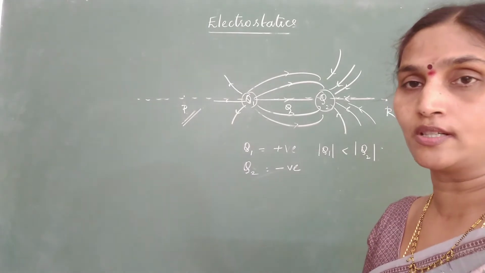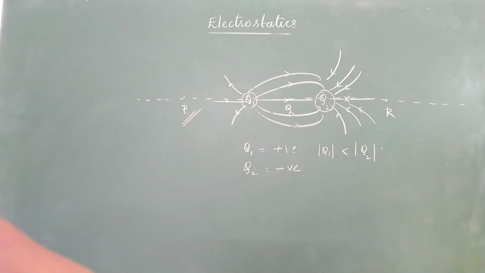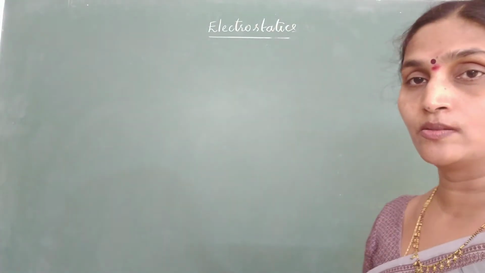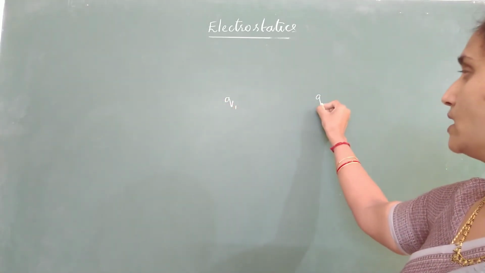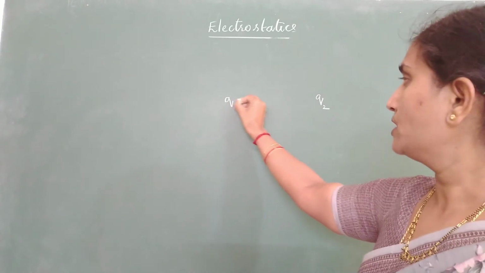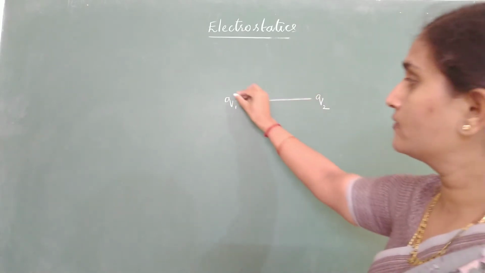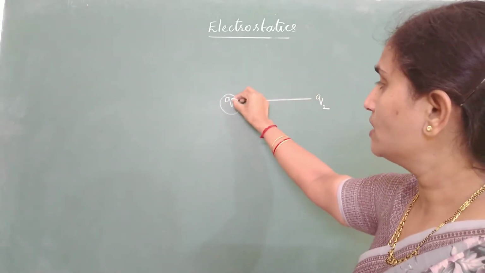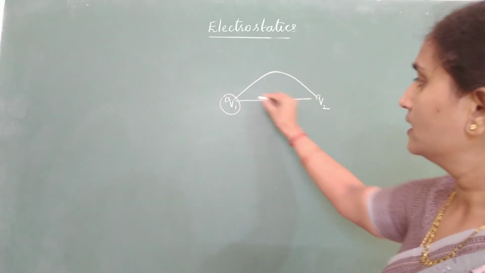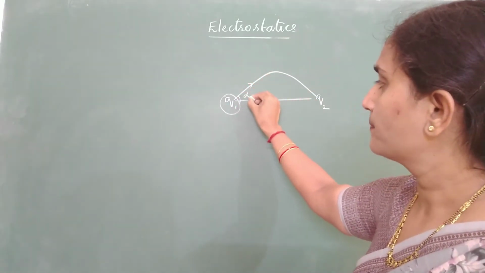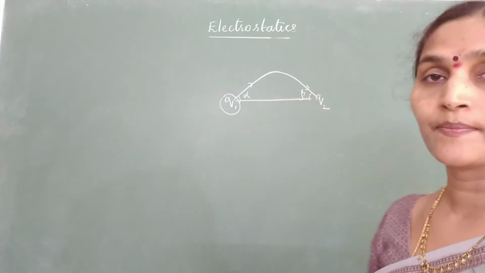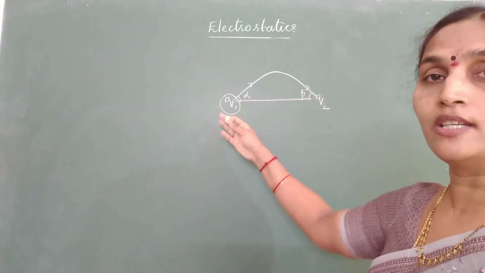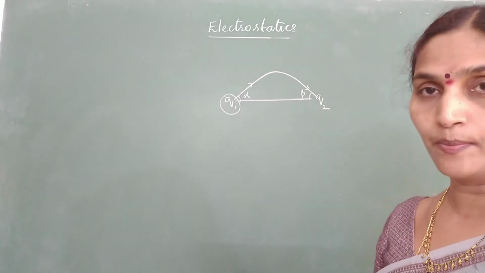Let's look into one more question, which is related to electric field line. It is said that there are two charges Q1 and Q2 separated by a certain distance. A field line emerging from Q1 at an angle alpha reaches Q2 at an angle beta. So find the relationship between these two angles, alpha and beta.